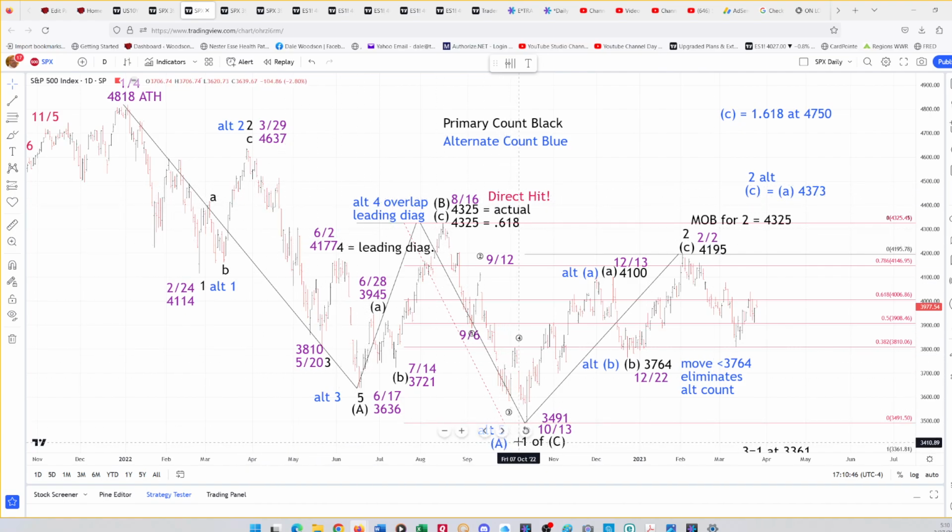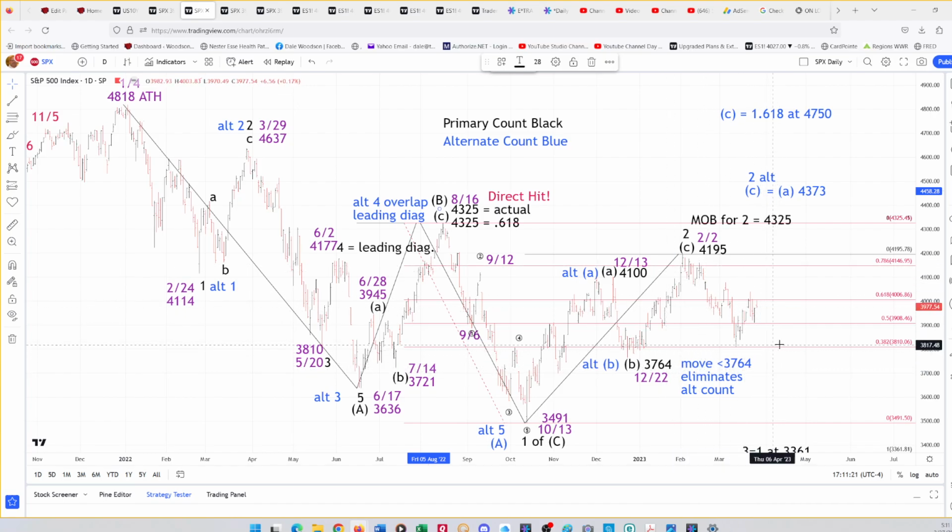This is wave A down, and then we've got an A up, a B down, and C gains equality with A at 43.73 and a 1.618 at 47.50. None of those are above the all-time high. This would still be a bear market if it went here. It would just mean that this B over here would be either here or here if that 43.25 high is taken out to the high side. Okay, on the downside, a move below this B wave low eliminates the blue count.